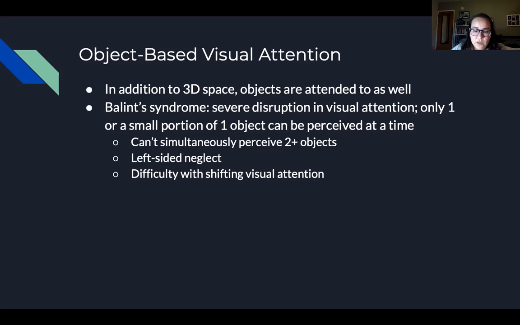As a result, somebody has a difficult time seeing more than one object, or even sometimes being able to perceive more than just a small portion of an object. So if you simultaneously present them with two objects, they're not going to be able to differentiate, oh, that's item A and that's item B. They can only see one, or one part of it. This also leads to left-sided neglect and difficulty with shifting their visual attention. I have a short video that I will show you real quick of somebody with Balint syndrome being asked to identify some objects.